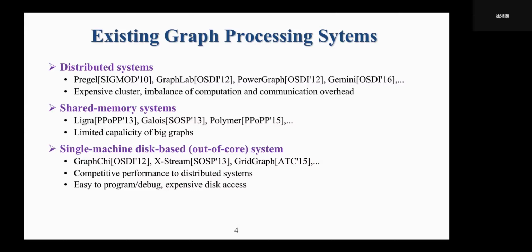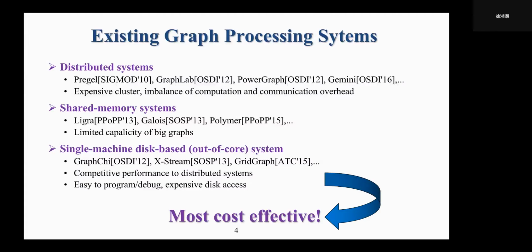While for the out-of-core system, many recent works like GraphChi and GridGraph have shown that they can be competitive to distributed systems by efficiently using the secondary storage. Furthermore, they are affordable and easy for users to program. Therefore, they are the most cost-effective solution and attract many attentions in recent years.